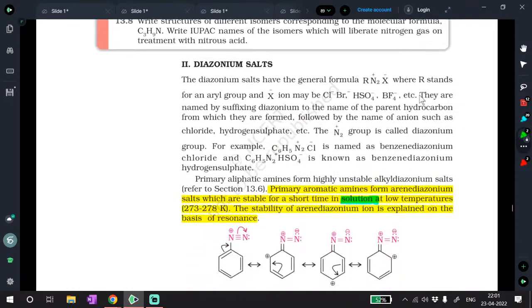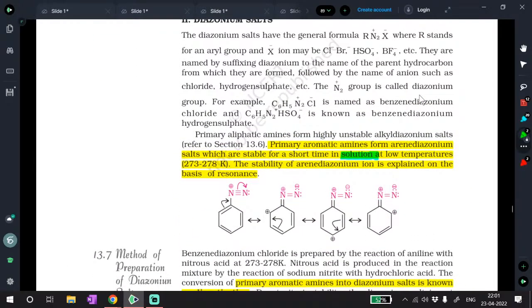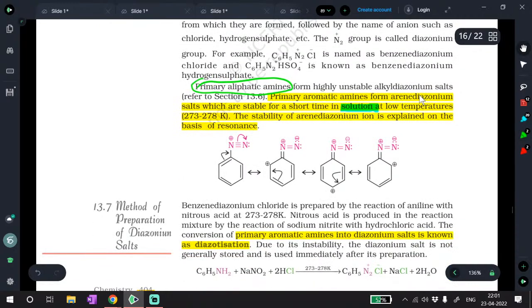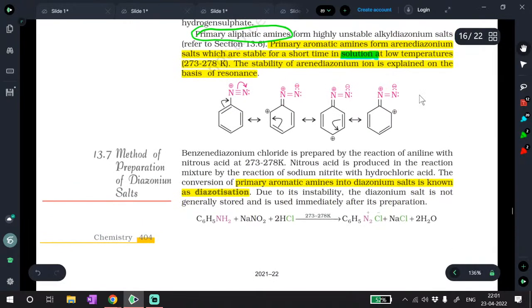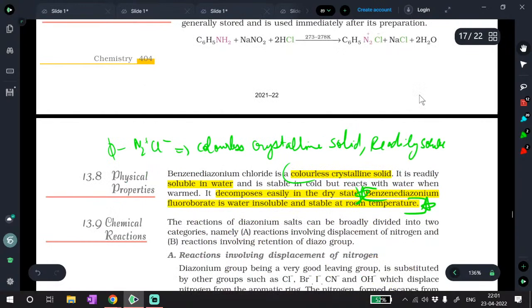Let us revise again. Primary aliphatic amines form highly unstable alkyl diazonium salts. With NH2, an amine, it is primary; don't worry about the alkyl group, whether it is primary or secondary doesn't make any sense here. Primary aromatic amines form arene diazonium salts which are stable for a short time in solution. So all are unstable, but this one is an exception.